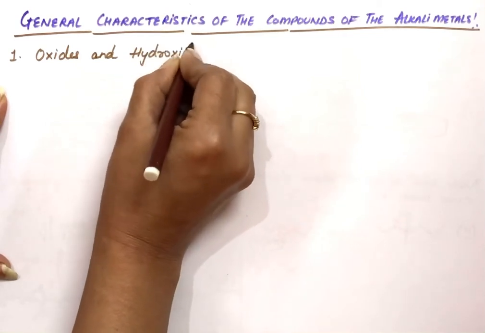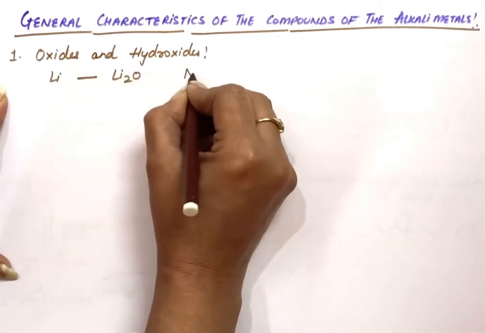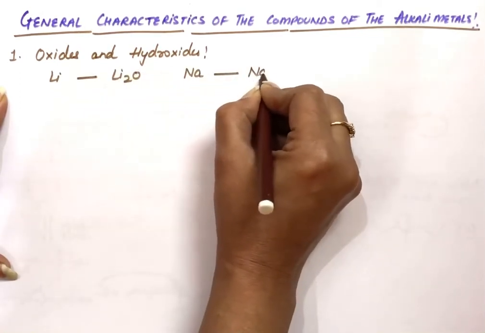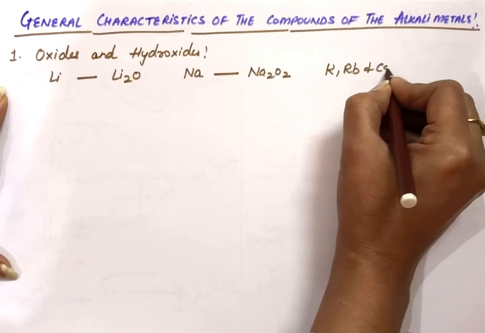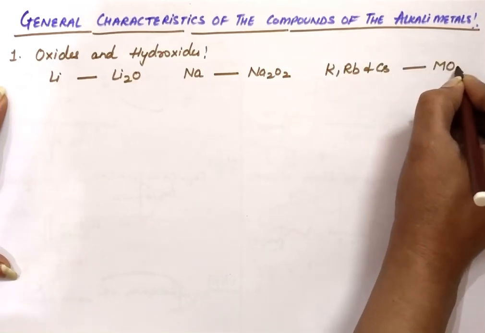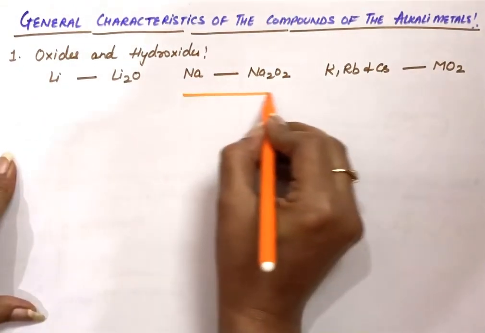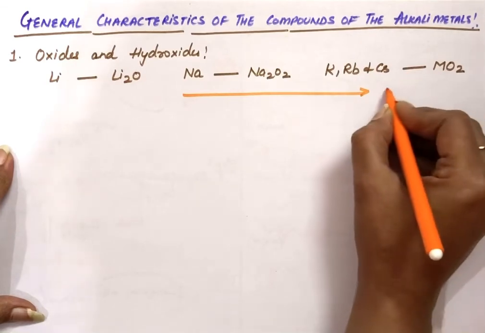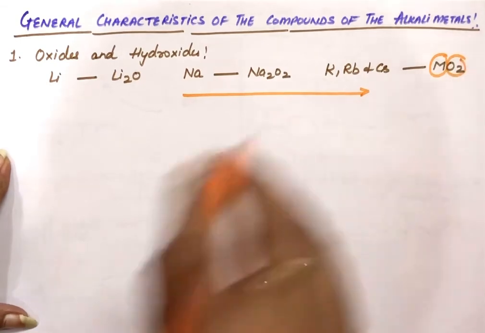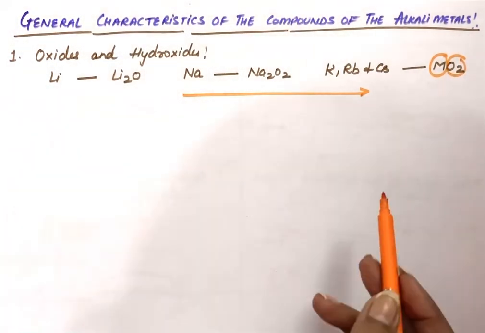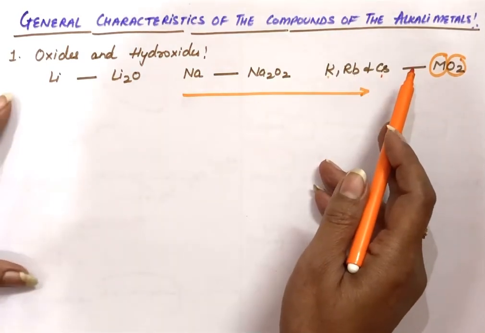We have done that lithium forms mainly monoxide. Sodium forms mainly peroxide. And other alkali metals, potassium, rubidium and cesium, mainly form superoxide. The stability of superoxides increases down the group because big size cations stabilize big size anions. This we have already done. So why do superoxides form down the group? Because the big size cations stabilize the big size anion, that is superoxide.